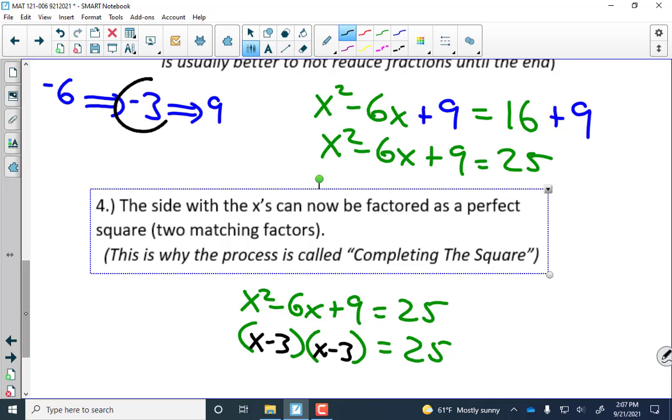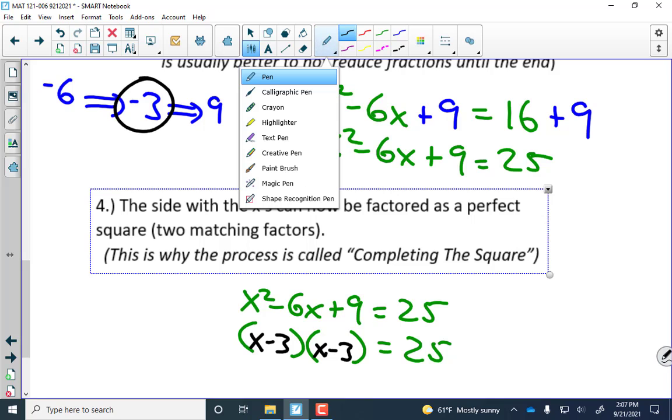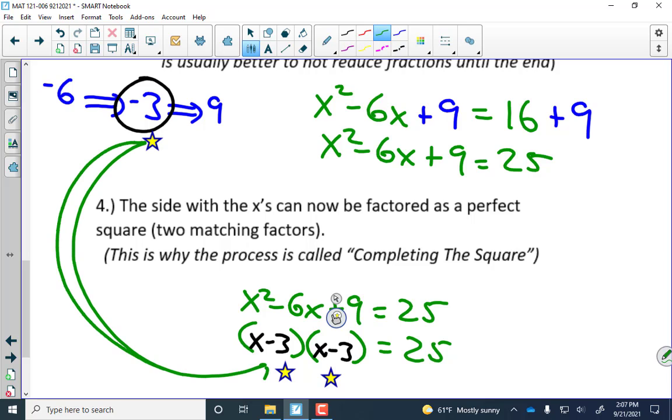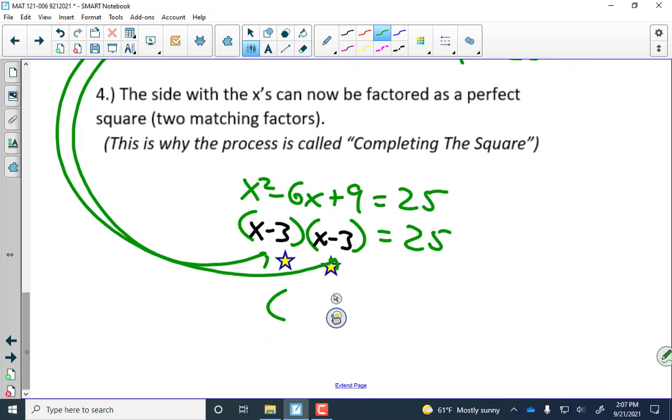Oh, look at this, everyone. I'm going to use my creative pen. That number that we got when we cut the negative 6 in half is the secret to the factoring. This is what tells us that both of our factors are x minus 3. In fact, most of the time what you would do is you would just write it once with a squared on it. That's why it's called completing the square, because now you have a perfect square over here.